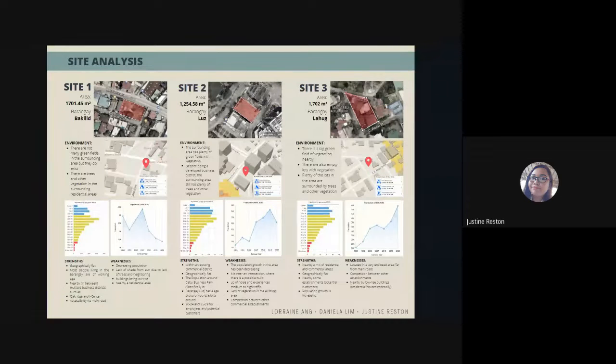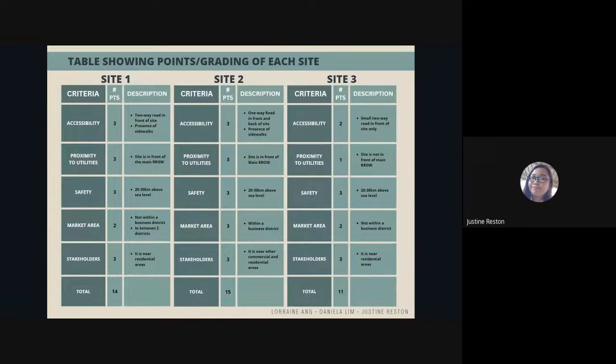The strengths of Site 3: it's a mix of commercial and residential areas. It's geographically flat and near some establishments, and the population is increasing. The weaknesses are that it's an enclosed area away from the main road, there is competition between other establishments, and low-rise buildings around it. Here's our table showing the points or grading of each site.